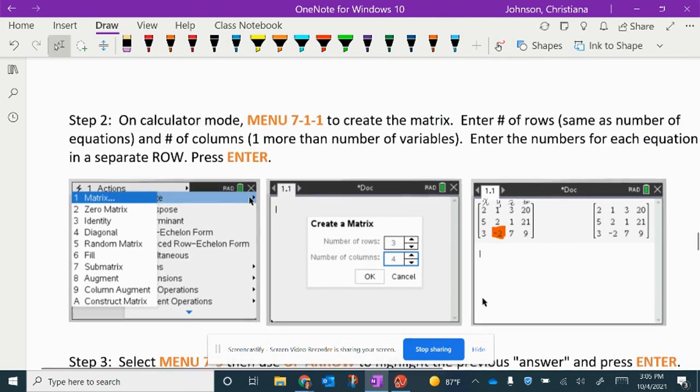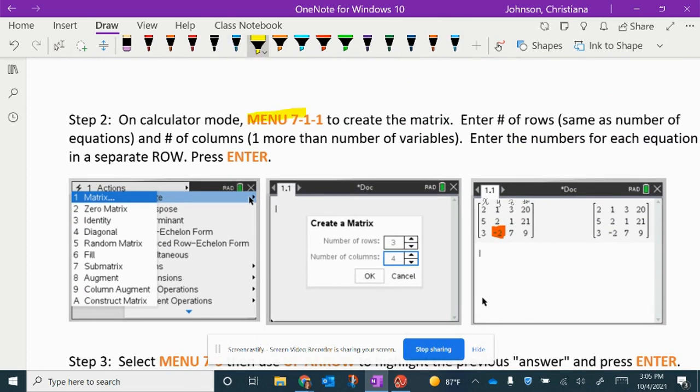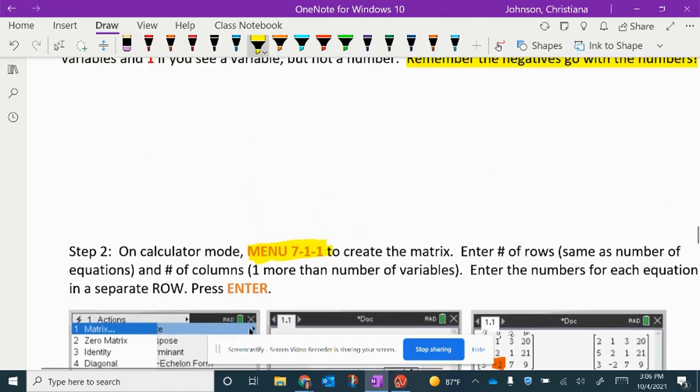So our steps: we would go onto our calculator in the calculator mode and push menu 711. And then you would have to tell how many rows you have and how many columns. So rows is figured out by the number of equations you have, and columns is figured out by one more than the number of variables you have. So if you have 3 variables, then columns is 4. If you have 3 equations, then rows is 3. And then you push OK, and you would type in the numbers, but not the variables.